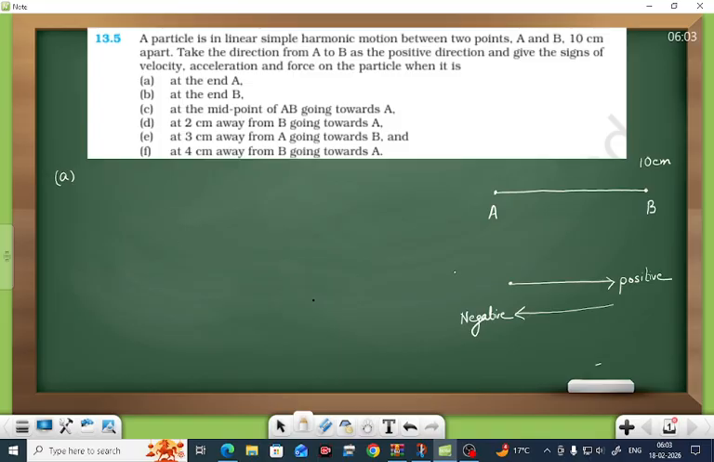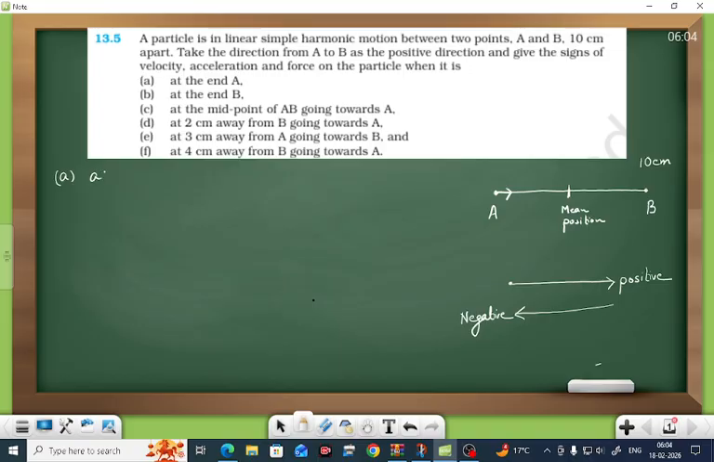When the particle is at the point A, this extreme position, the particle tries to go to its mean position. Let us take this as the mean position, right? When a particle is at the extreme position, the particle tries to go to the mean position. That means the particle will go in this direction, right? Now at the end A, what happens?